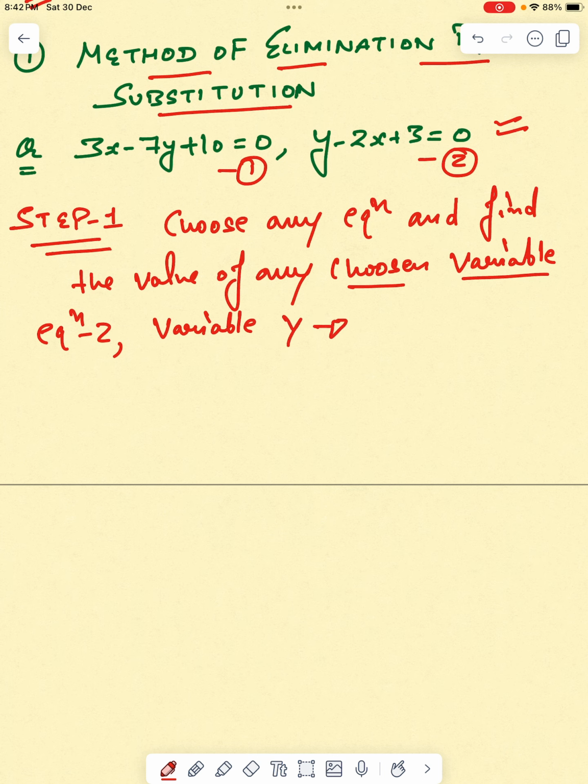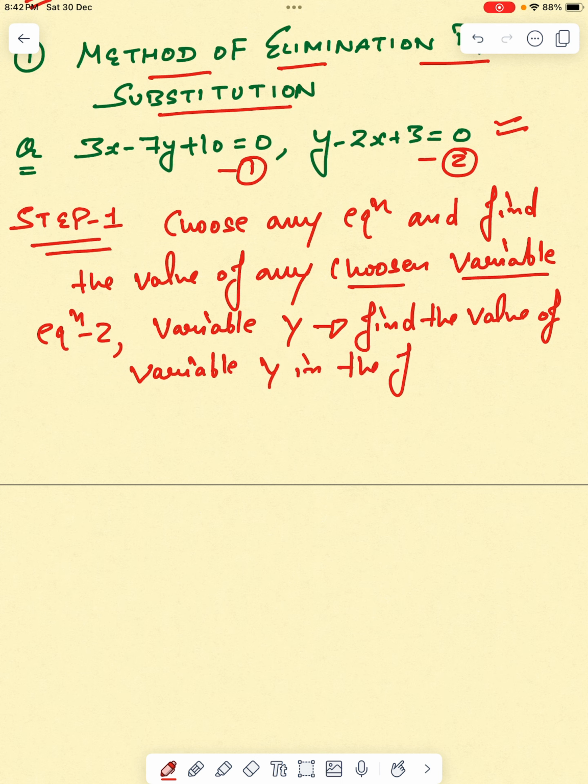I will find the value of variable y in terms of variable x. So now I'm writing equation number 2 here, that is y minus 2x plus 3 is equals to 0.